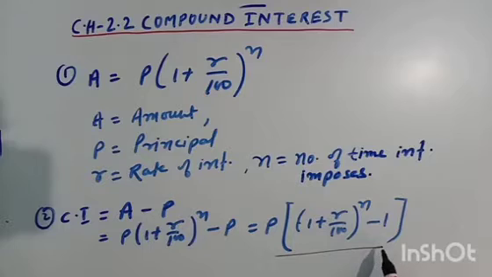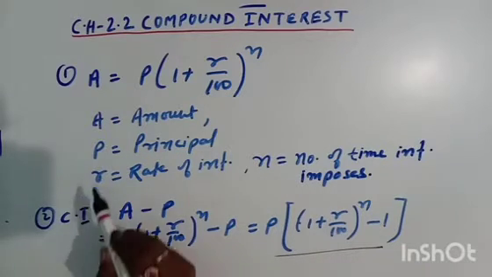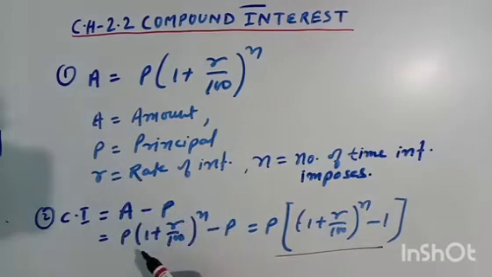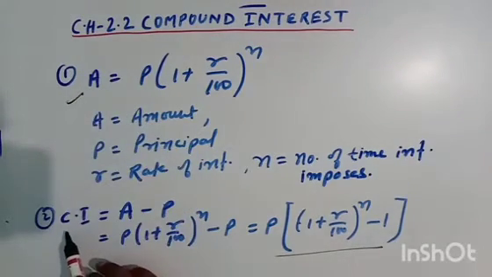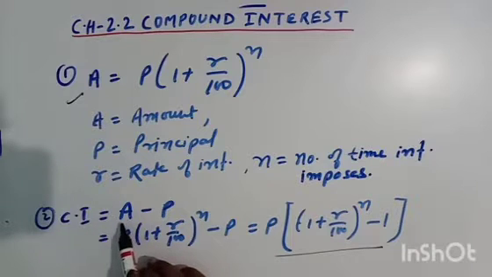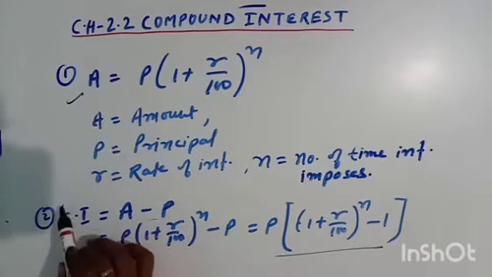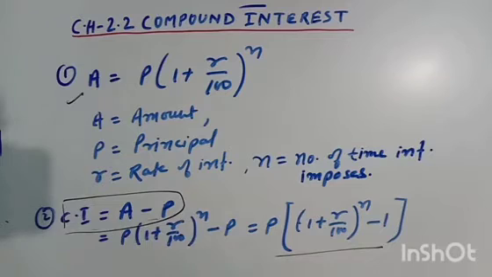Okay, so either you can calculate CI by using this formula directly, or you can find CI by using the step by step method. That means what? First you calculate the amount, and then you find the compound interest by using this formula. Okay, this is how we can calculate. Now we will apply these two formulas when we solve the questions. So here we are going to start question number 2.